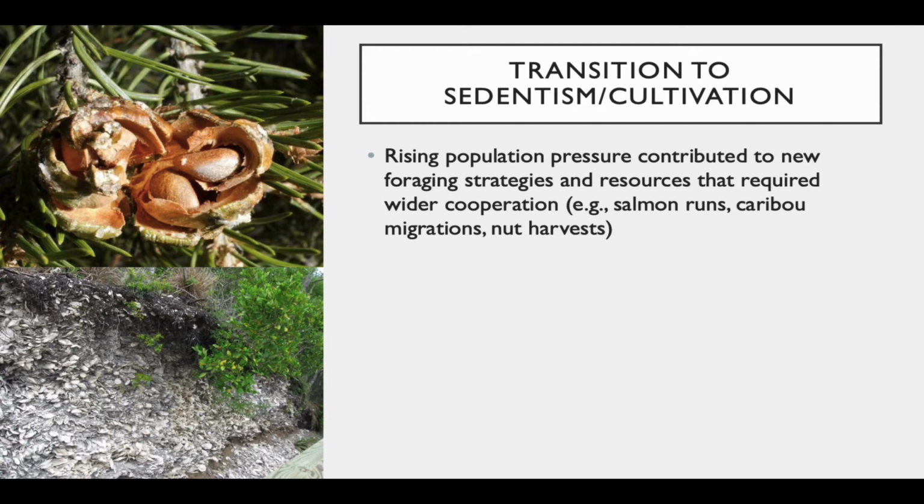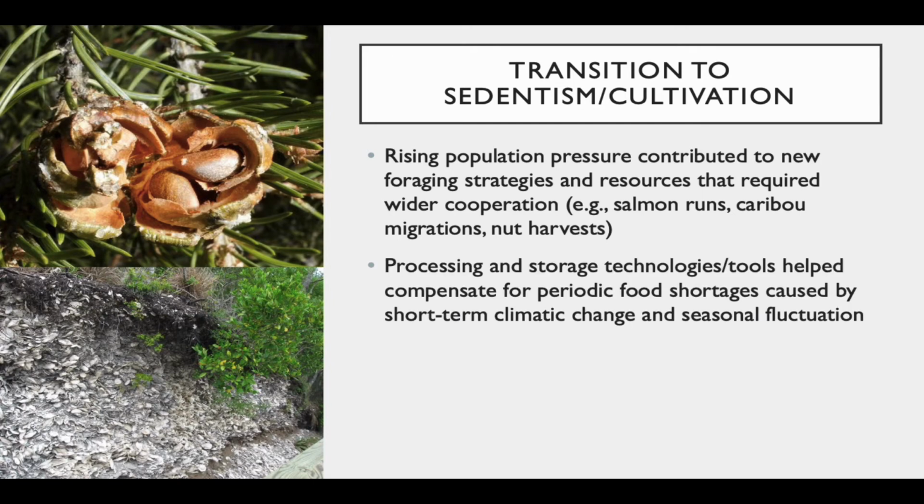So, for example, salmon runs, following the caribou migrations, or different nut harvests would have required more labor. The development of processing and storage technologies and tools also helped to compensate for periodic food shortages that might have been caused by any types of short-term climatic changes, or, like I said, seasonal fluctuations in resource availability.